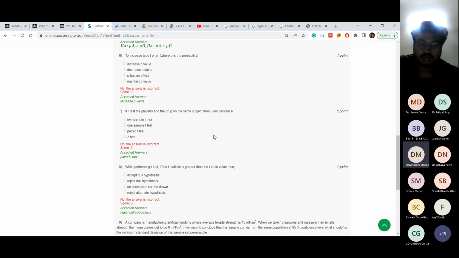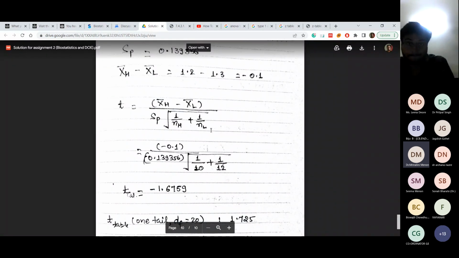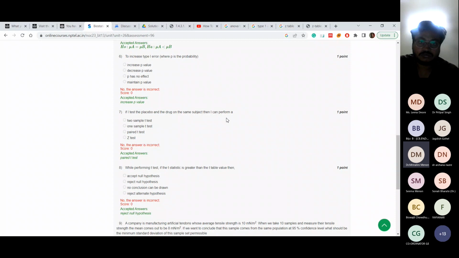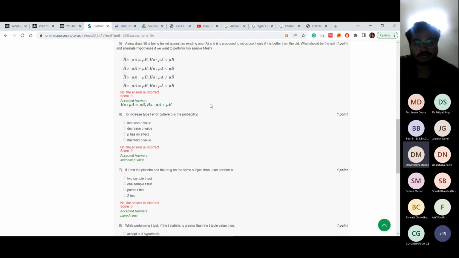Just one query. When they say X bar H and X bar L, initially I was thinking that it would mean the higher and the lower values, H for higher and L for lower. But in the lecture, Professor mentioned that it just refers to value 1 and value 2. Most of the places they write X1 and X2. So it's just convention. I don't know why they have exactly used H and L. I thought H was the higher of the 2 values and L was the lower, and that you can reverse it.